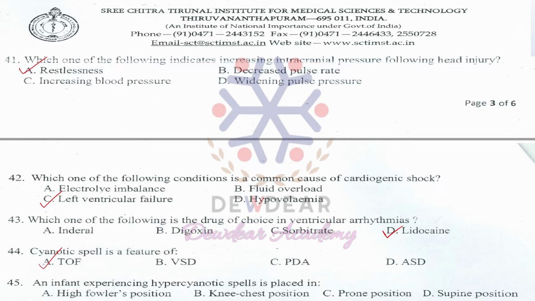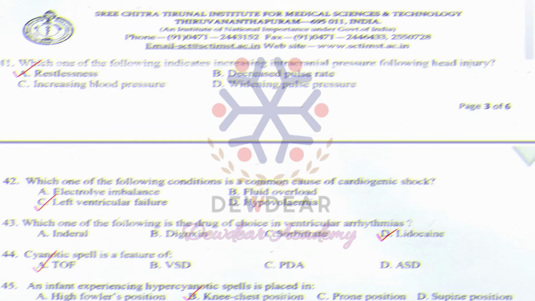Then question number 45. An infant experiencing hypercyanotic spells is placed in which position? Options are high Fowler's position, knee chest position, prone position, supine position. So here the correct answer is option B, that is knee chest position. The infant experiencing hypercyanotic spells is placed in knee chest position.